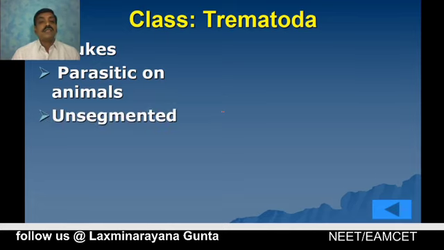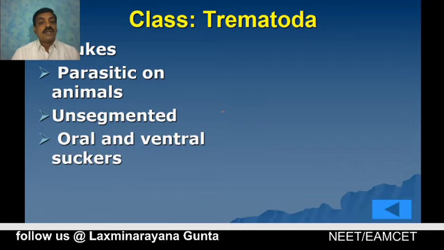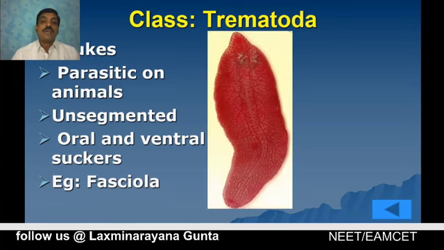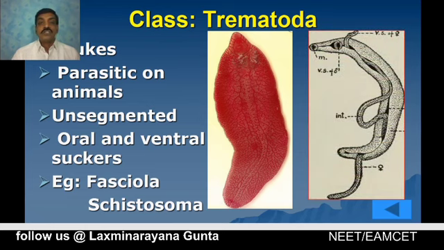The body is unsegmented, with an oral and a ventral sucker. This ventral sucker is also called the acetabulum. Examples are Fasciola hepatica, the sheep liver fluke, and Schistosoma haematobium, the blood fluke. These are the examples for Trematoda.